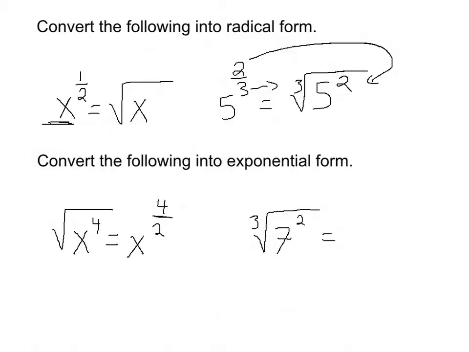And now notice I can reduce the fraction. So x to the power of 4 over 2 reduces to x squared. Notice if we were to take the square root of x to the 4th, we just divide the exponent by the index, 2, and we would also get x squared. So now we have the cube root. The base is 7, the exponent 2 becomes the numerator of my fraction, and the index is the denominator, so 7 to the power of 2/3.